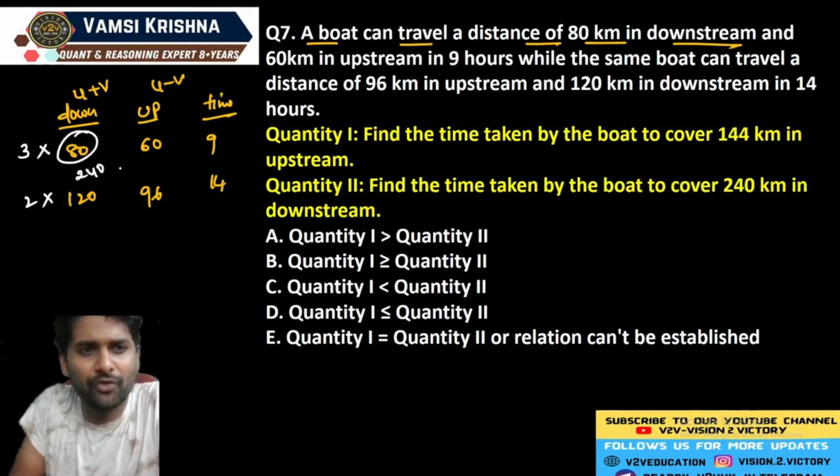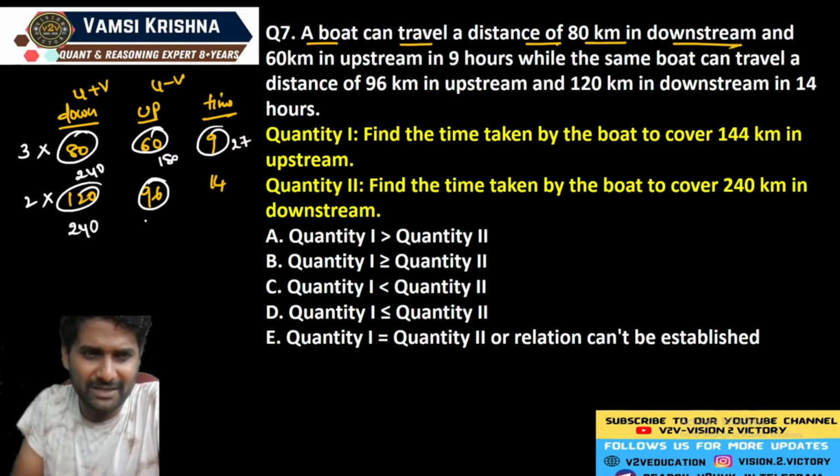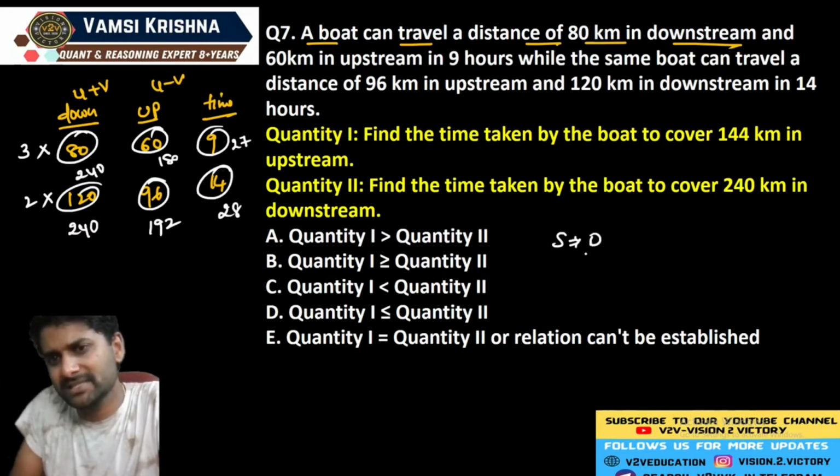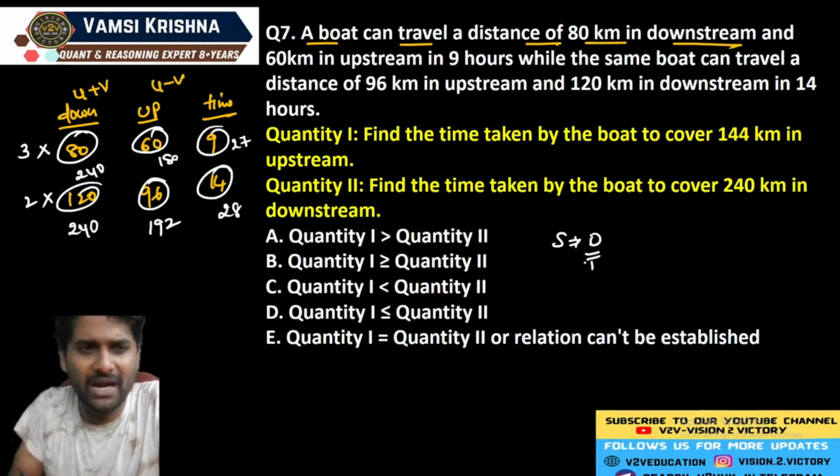Now you will get these new values. So here it's 240, it's 180. What is the value here? It's 27. Now in the same way here, it's 240, and 96 is multiplied by 2 times, 192, and its value is 28. Now try to understand what the difference is. See, speed is equal to distance divided by time, right? Now we know the speeds, and we know the distance and the time.